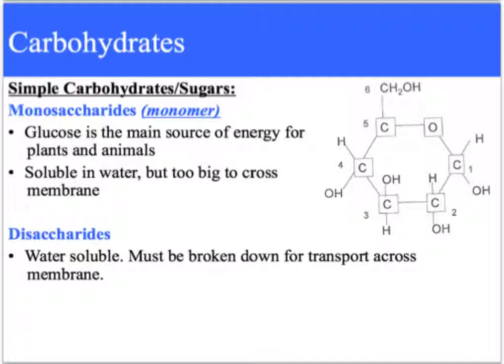Okay, so the carbohydrates. You've got your simple carbohydrates, better known as your sugar, so your monosaccharides. Glucose is the main source of energy for plants and animals. It is soluble in water, but it's too big to cross the plasma membrane. That's when you need to think, if it's too big to cross the plasma membrane, how would it get through? Because we know our cells need energy. Therefore, it has to go through protein channels.